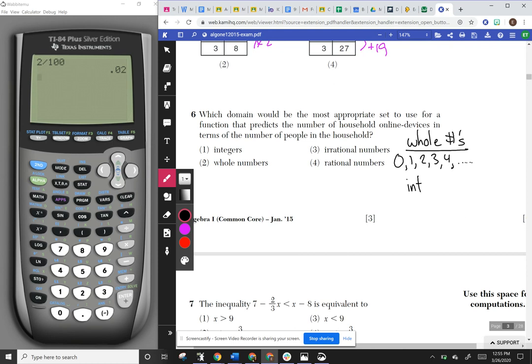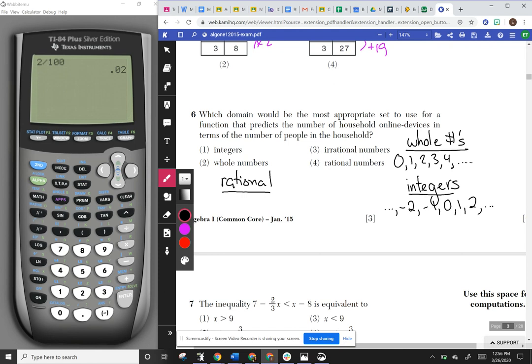While integers now is going to be on and on forever. Negative 2, negative 1, 0, 1, 2, and on forever, right? So whole numbers do not have negatives. Integers do have negatives. Okay, so now we go to the rational numbers.